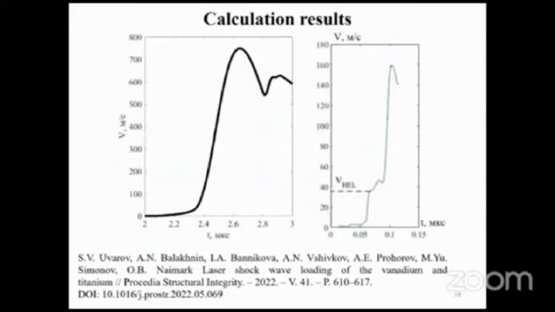The velocity profiles of the free surface in the calculation on the left and in the experiment on the right are shown in the figure. Qualitative conformity is observed. To obtain a quantitative agreement, it is necessary to know the loading pulse in the experiment. At the moment, it has not been measured in the experiments performed. This is one of the possible ways to develop the work.